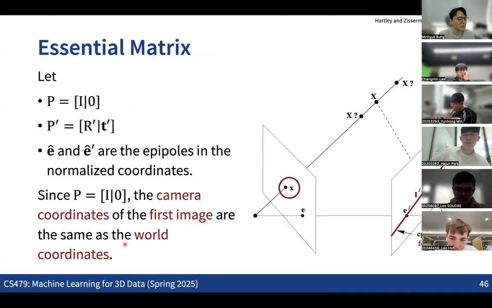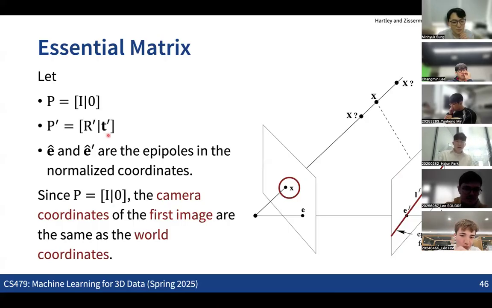And then, taking the camera coordinates of the first image as the world coordinates, we also define the extrinsic parameters for the second image, with the rotation here and the translation. So this is basically the extrinsic parameters for the second image. And then E hat and E hat prime basically represent the epipoles in the normalized coordinate system, so we are not introducing the camera intrinsic part here. Clear?